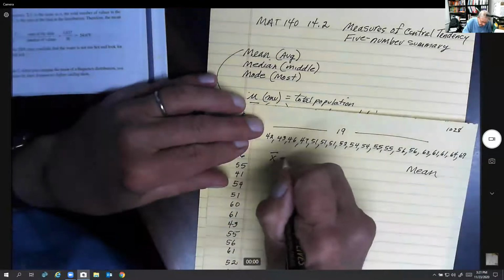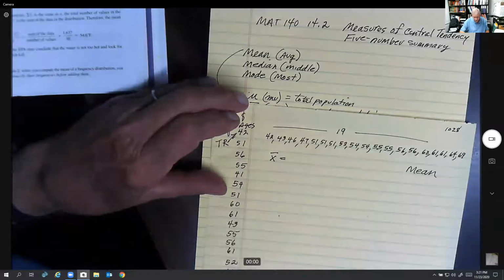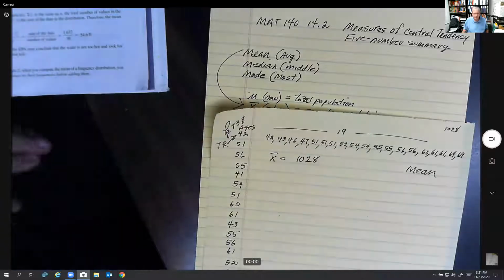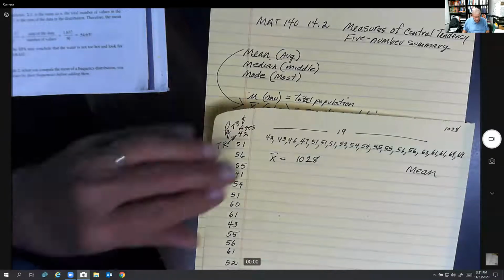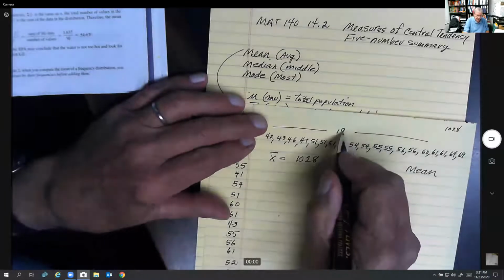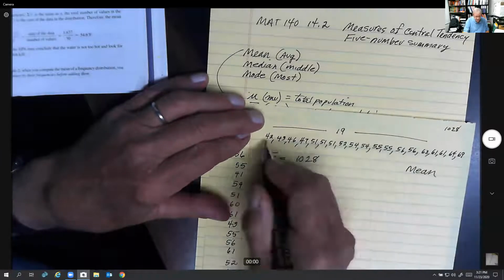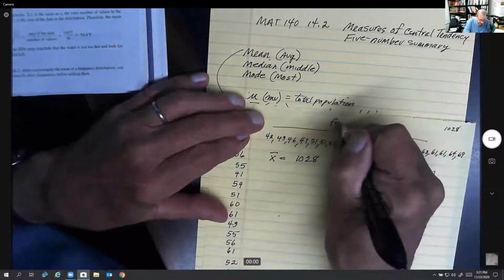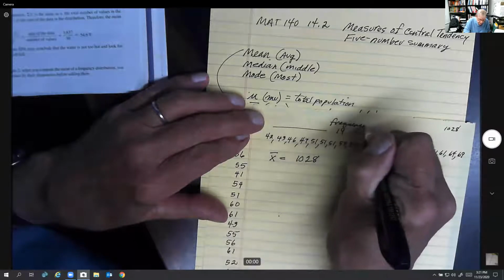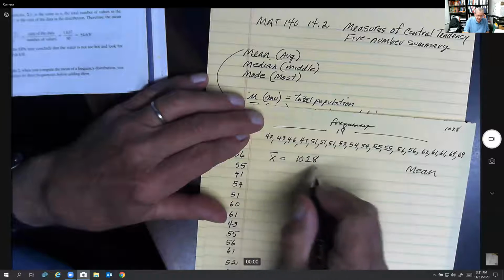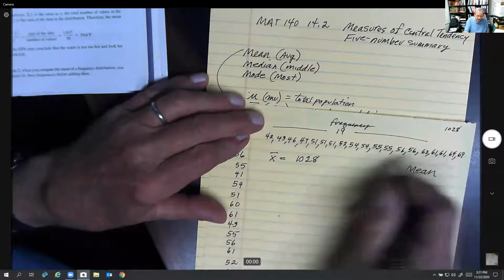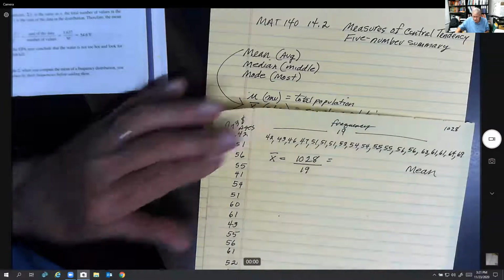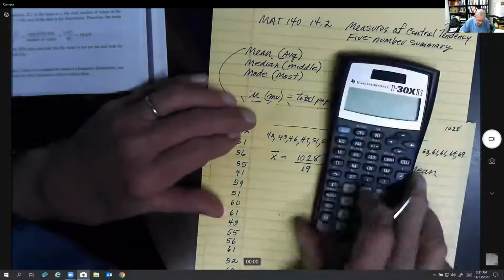The easiest way is to add up all these numbers, and I took the liberty to do that, 1,028, and I hope I'm right. I might have made a mistake. I did it in a hurry. And then we're going to divide it by how many presidents there were. That's called the frequency. So the mean is equal to the total of their ages divided by the number of presidents, 19. And that should give us the mean.